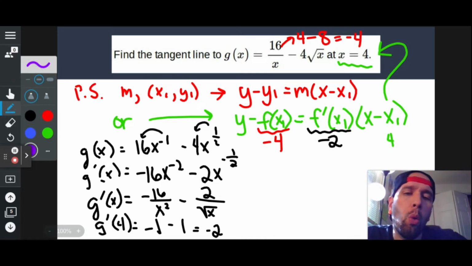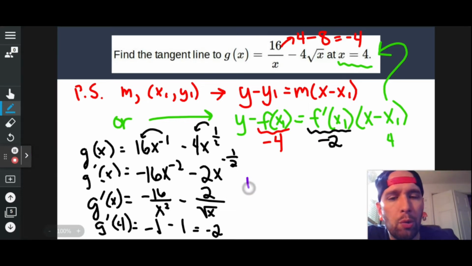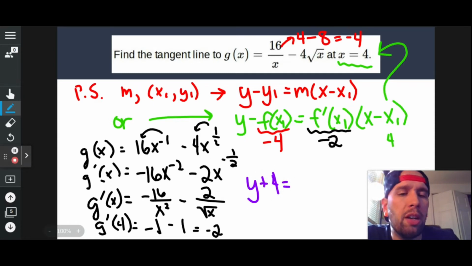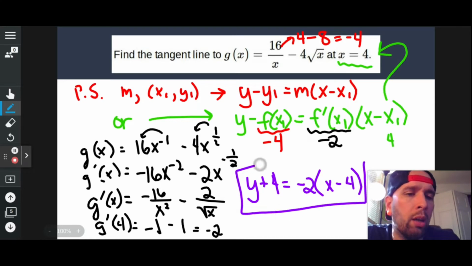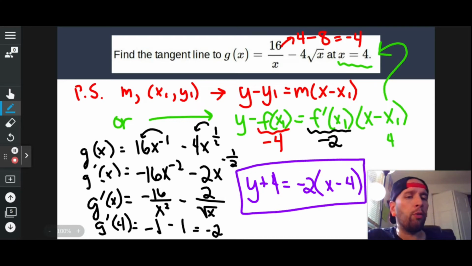So putting this all together, I have y minus negative 4, so y plus 4, equals negative 2 times x minus 4. And you might be like, oh, well, should I distribute and subtract 4 and turn it into slope-intercept form? No need. That's an equation in point-slope form.